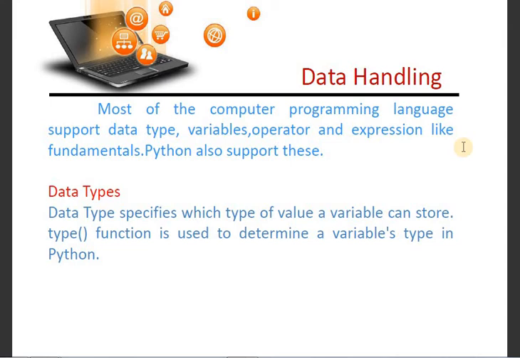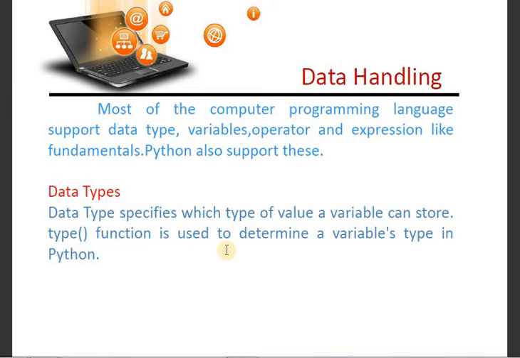So first, this is the chapter data handling. The first topic is data types. As you all know, we have used data types like integer, float. These are all data types which can store a value. Fine. So a data type specifies which type of value a variable can store.